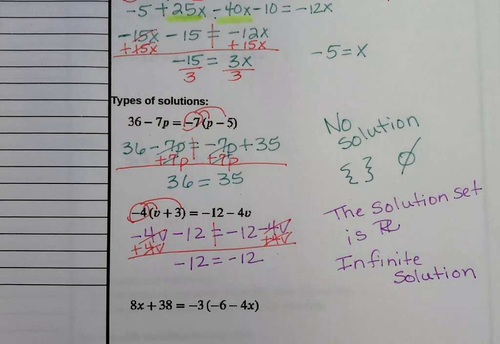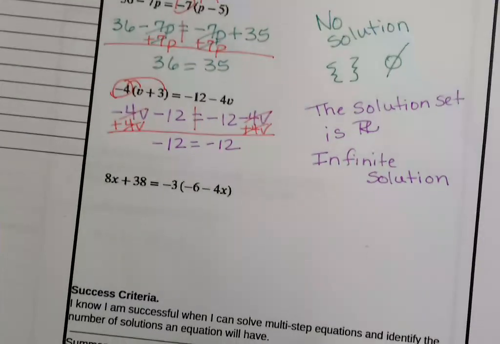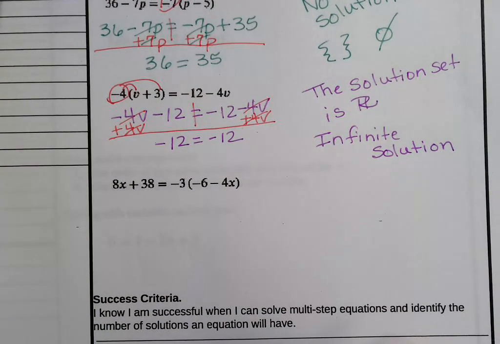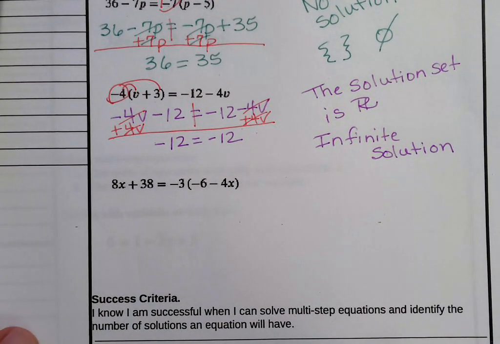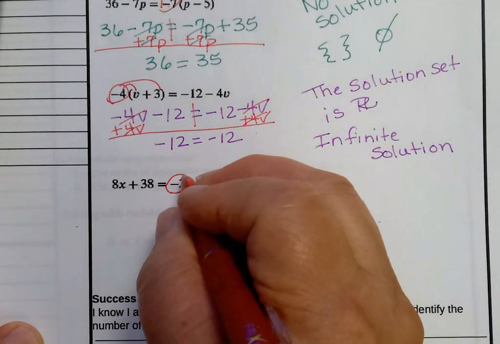Okay, so stop and think. We had no solution because it'll never ever be true. We've got every solution in the world, which is infinite. What do you think this last one's going to be? So as I'm looking at this, step 1 is to distribute. I'll distribute that negative 3.